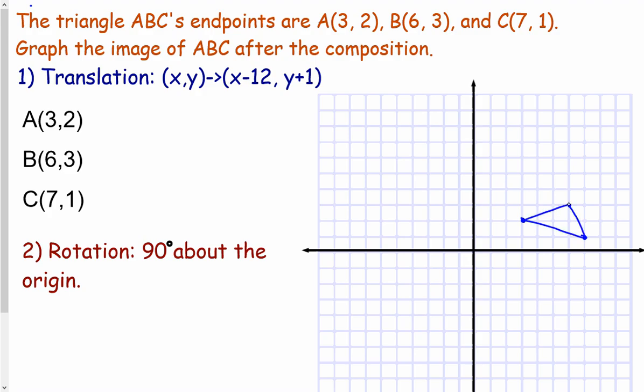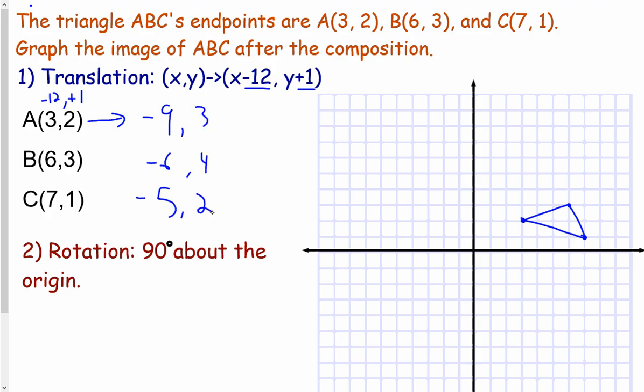3, 2, 6, 3, 7, 1. We're going to move minus 12 plus 1. So again, I could calculate here and do minus 12 from that row plus 1 here. If you're a type of person that likes to calculate, that's fine. Or you can just count.